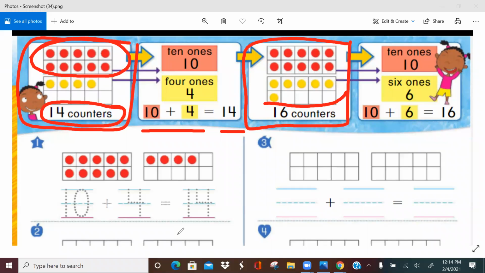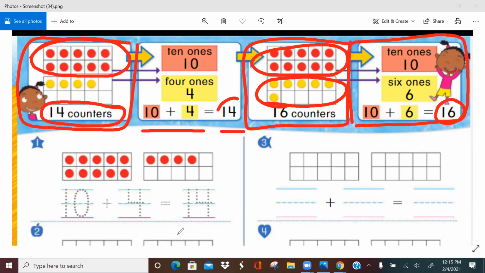So she has 6 over here, and she filled the first one with 10. All right, let's look at our last box. This number sentence is different from the first box, right? How is it different? It's describing 16, not 14, right? So how are the sentences alike? They both start with 10 to show that one of the parts is a group of 10.